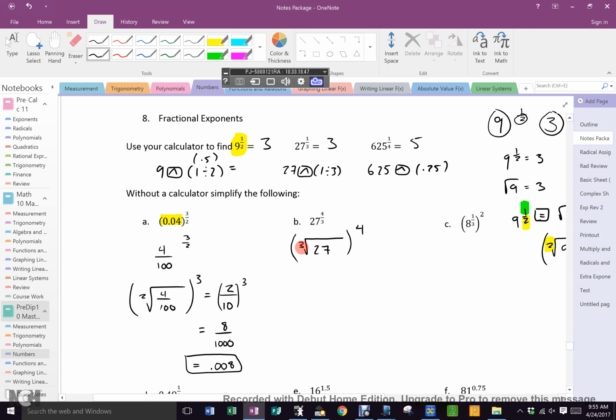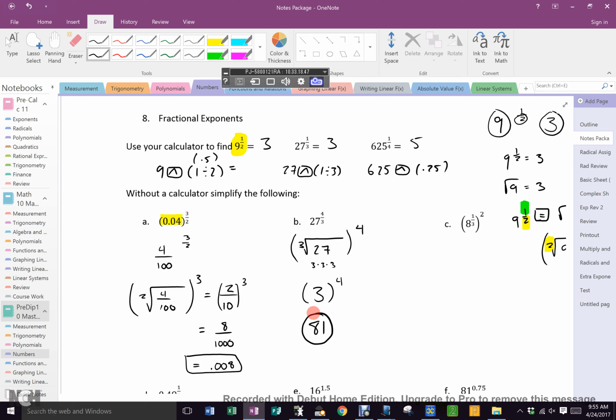What is the cube root of 27? 3, because that is 3 times 3 times 3. There's my set of 3. Out it comes. 3 to the 4th power. What is 3 to the 4th power? 3 times 3 times 3 times 3. 3 times 3 is 9. 3 times 3 is 9. 9 times 9 is 81. Done. Everybody cool?